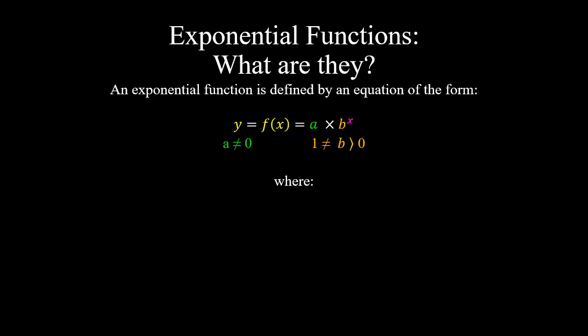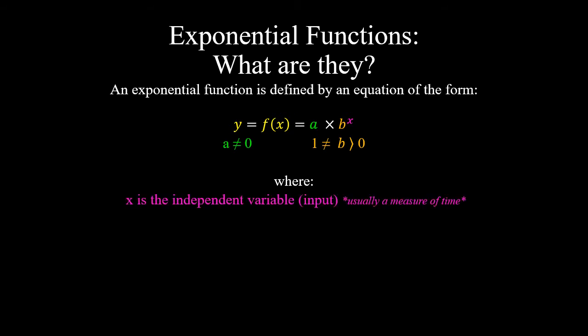So now that we've talked about linear functions, let's jump to chapter 3 and talk a little bit about exponential functions. What are they? Well, an exponential function is defined by an equation of this general form, f of x equals a times b to the x, where a cannot equal 0 and b cannot equal 1 and has to be greater than 0. So what does all this gobbledygook mean, right?